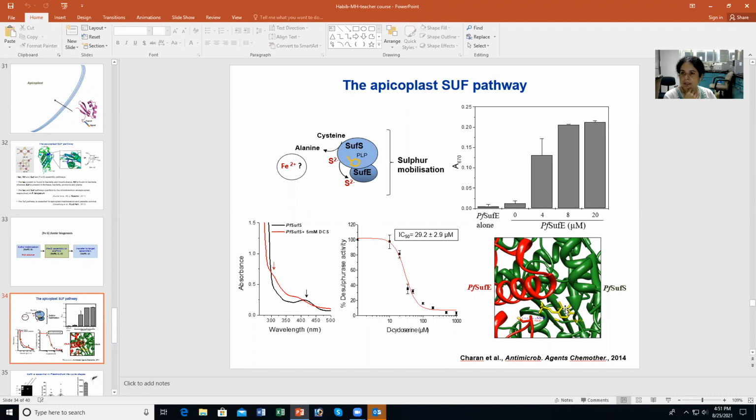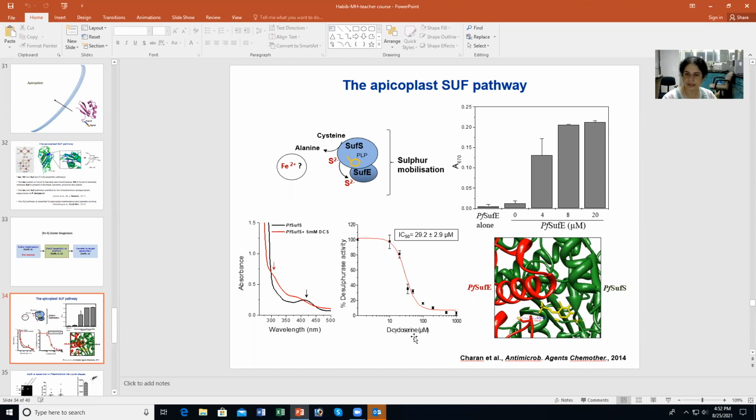D-cycloserine was used because it is able to form an adduct with pyridoxal phosphate, with PLP. So what we were testing was, suppose we make a PLP adduct. We were able to do that. If you incubate PfSufS alone, you will see that there is a PLP-dependent peak. The moment you add DCS, D-cycloserine, the adduct is formed and the peak is shifted. So there was adduct formation.